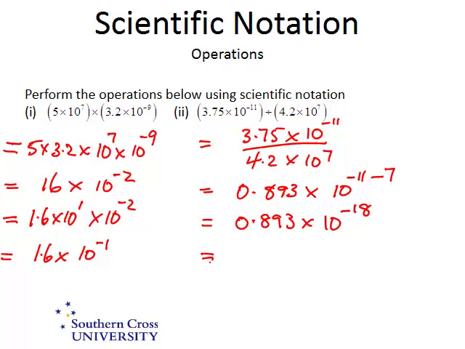Now this isn't in scientific notation anymore because we don't have a number here between 1 and 9.99999. So to deal with this, 0.893 is 8.93 times 10 to the minus 1. Then that's times 10 to the negative 18. So altogether that's 8.93 times 10 to the negative 19.